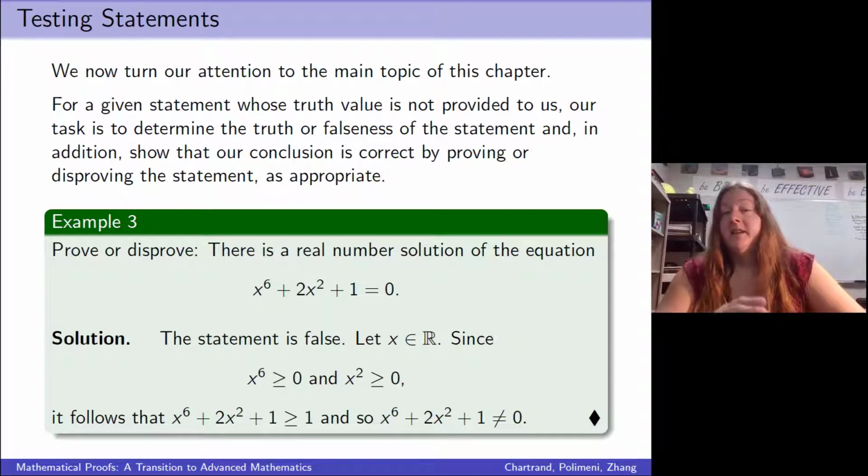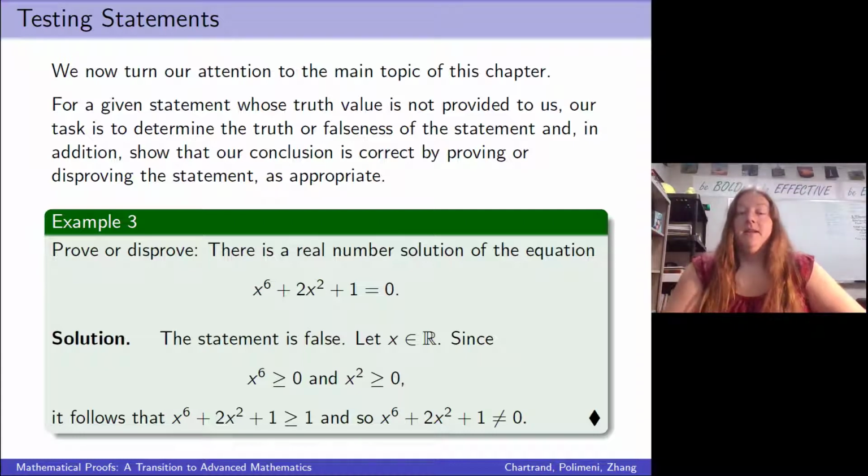So this is there is a real number solution, so this is an existentially quantified statement. So I need to show for every real number, it's not a solution to this. There's not a solution to this. So I'm going to take a real number x, a generic real number, and I'm going to note that x to the 6th is greater than or equal to 0, and so is x squared.